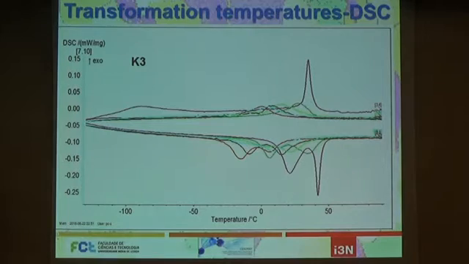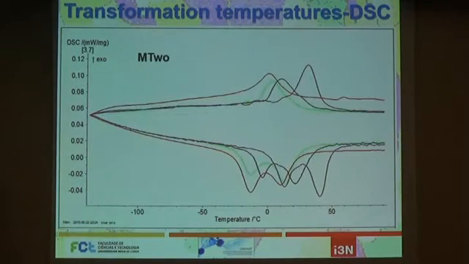The first point that we looked at was the transformation temperatures and how they change as a function of heat treatment temperatures. And you see here that starting from the red curve, which is the as-received endodontic file, with heat treatments of 250, 300, 350, 400, and 450, we have a clear shift of the transformation temperatures, and we have dedicated some attention to this.